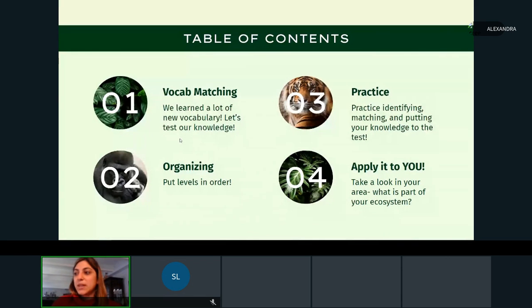And we are going to be practicing. So now you're going to have a chance to identify. You're going to have another chance to do some more matching, and you're going to apply your knowledge. And then we are going to take a look at ourselves and see how we are part of our own ecosystem and what exactly we mean by that.